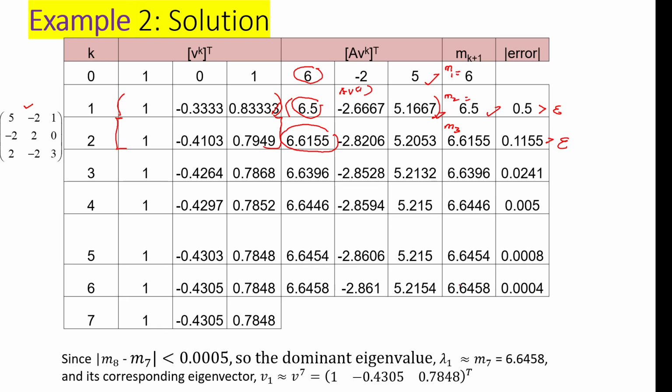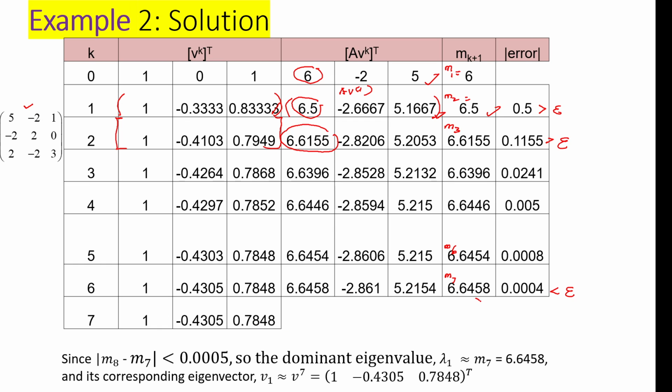At k equal to 6, you see the error is 0.004. This one is actually M7, and this is M6, because it's M(k+1). When k is 6, this is M7. M7 deduct M6, the absolute error is 0.004, which is less than epsilon. Even when it is less than epsilon, you still need to find one more. Because you have M7, you need to find V7.